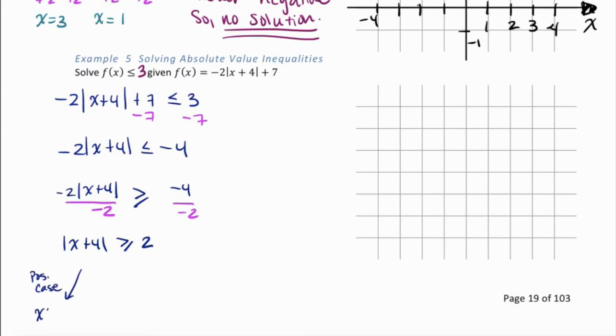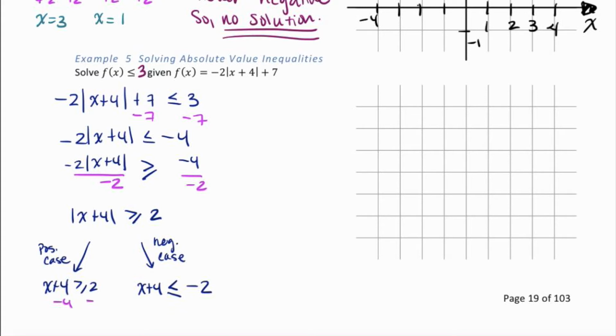which is x plus 4 is greater than or equal to 2, and our negative case, which is x plus 4, and I'm going to have a negative 2 on this side since I want this to be negative, but again, I need to flip my inequality. So now I want to subtract 4 from both sides, and I end up with x is greater than or equal to negative 2. And then let's subtract 4 here, end up with x is less than or equal to negative 6.